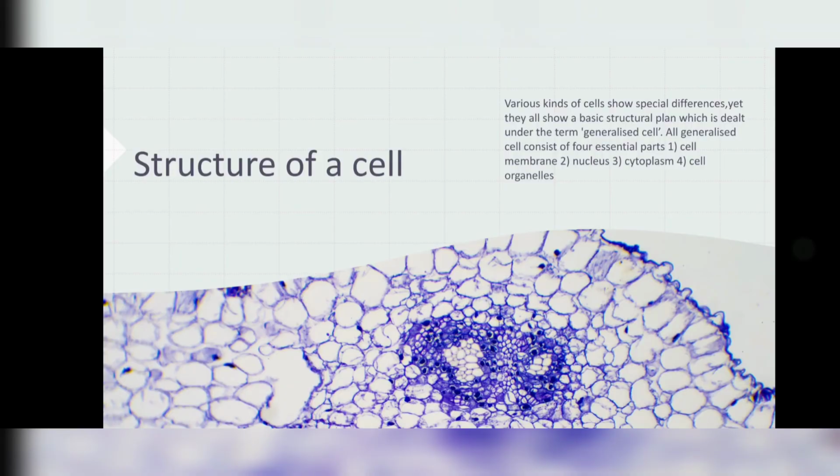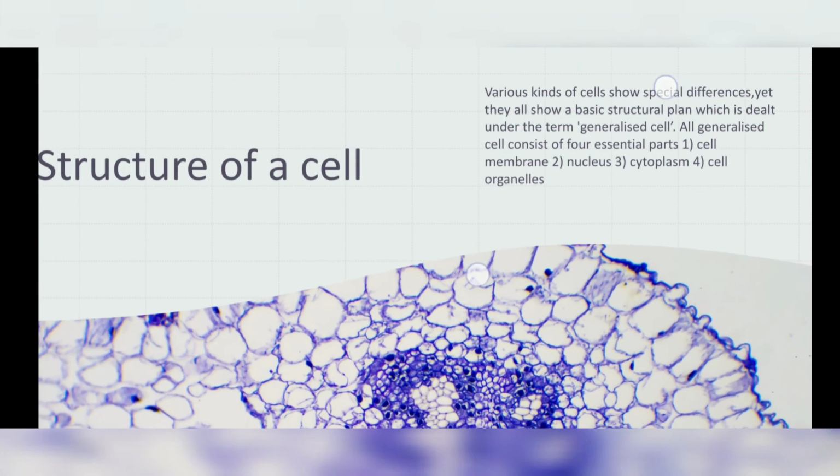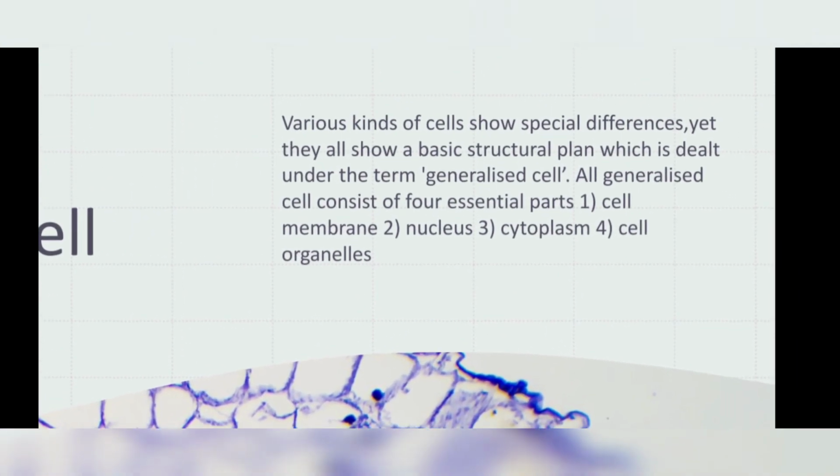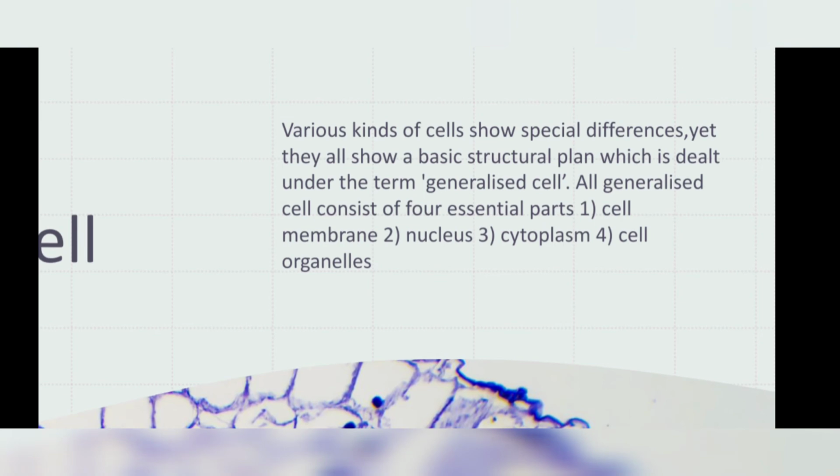The second topic of our today's video is the structure of a cell. What is the structure of a cell? You can say we have two cells in our existence, that is plant cell and animal cell. Okay, so what is the structure of the cell? Let's study about it. Various kinds of cells show special differences. Obviously, if there is a plant cell or animal cell, they would have a different shape. Now that's why they have different names.